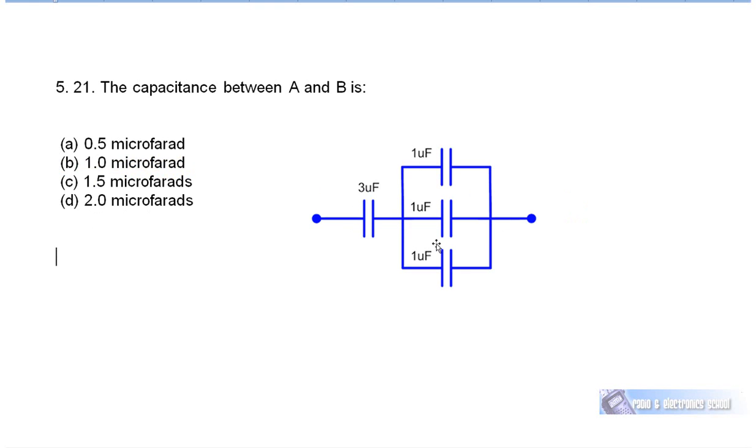The capacitance between A and B, you've got 3 1 microfarad capacitors. That reduces to a single capacitance of 3 microfarads. You have 3 microfarads in series with 3 microfarads, so the value of one capacitor is 3. The number you have is 2. 2 divided into 3 is 1.5 microfarad. So the correct answer is C.